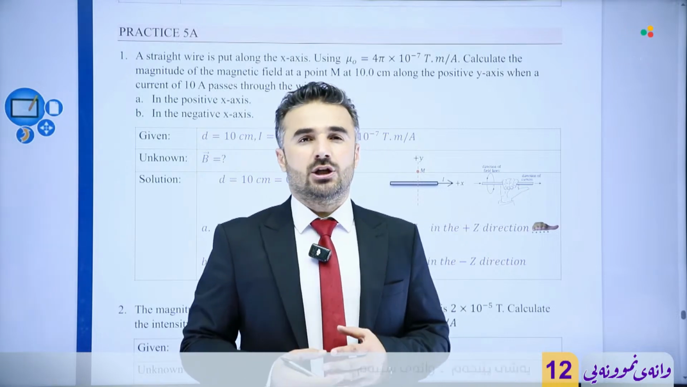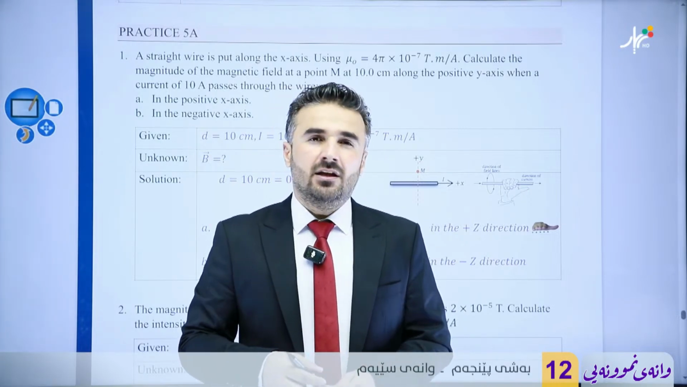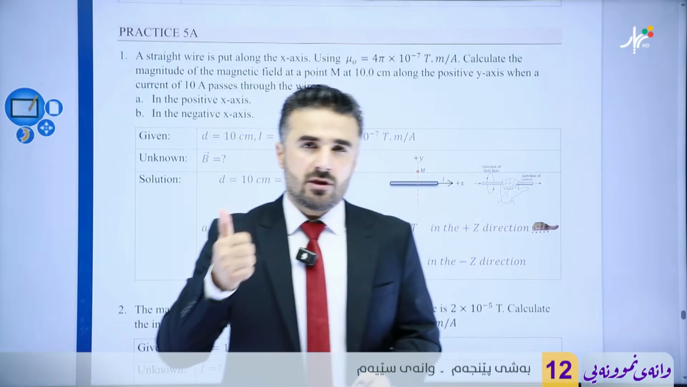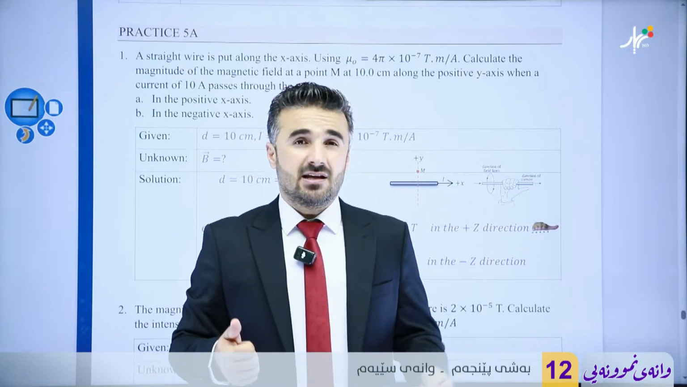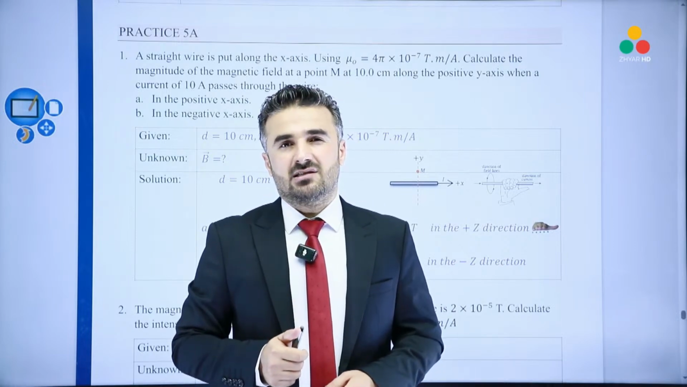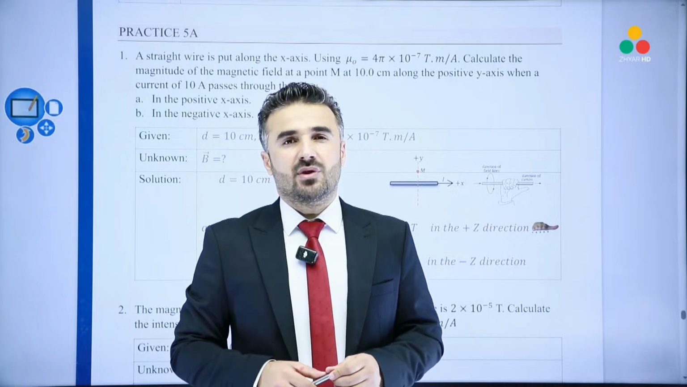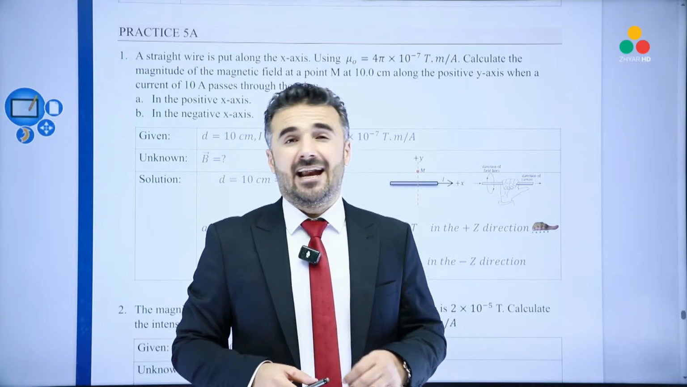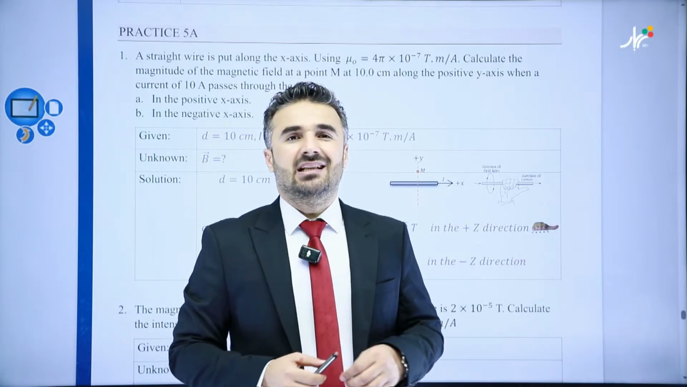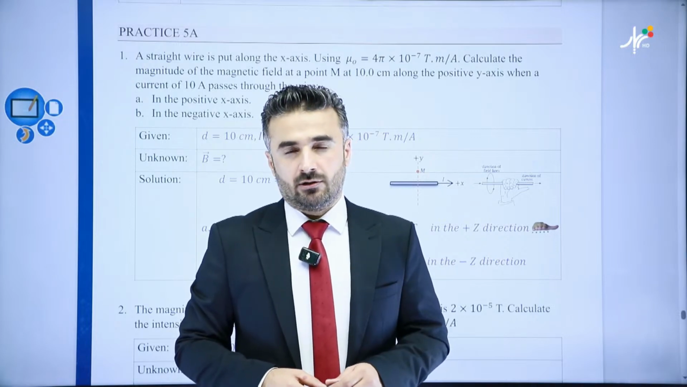For the direction, we said we will use the right hand rule, yes? By basically pointing your thumb in the same direction as the current, and then curling your fingers, which represents the direction of the magnetic field around that wire. But remember this, the direction of the magnetic field at any point would be tangent to that circle.